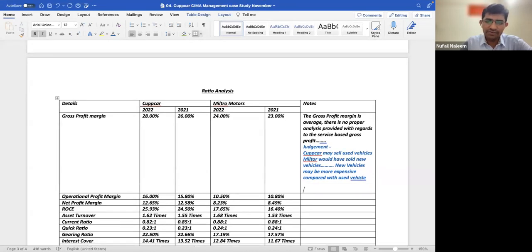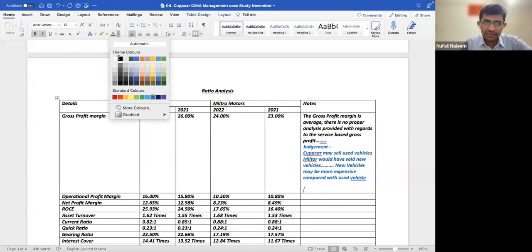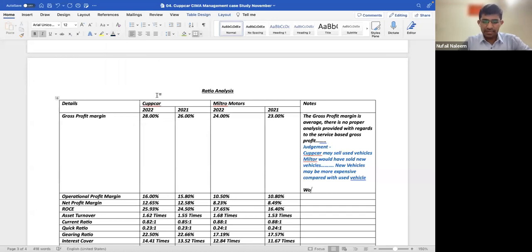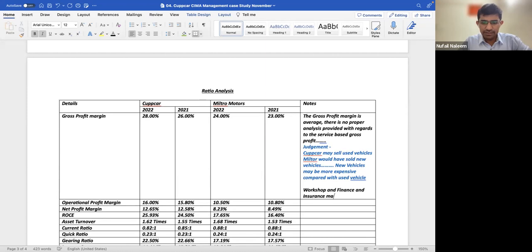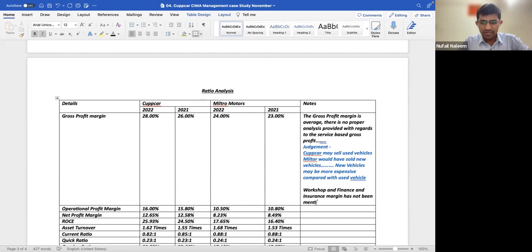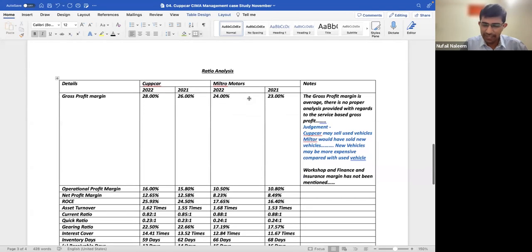And the second thing, students, if I'm not mistaken, workshop margin has not been mentioned. So I'll write down here, workshop and finance and insurance margin. Finance and insurance margin has not been mentioned. Used car get a good margin. Correct, that's what I was explaining.